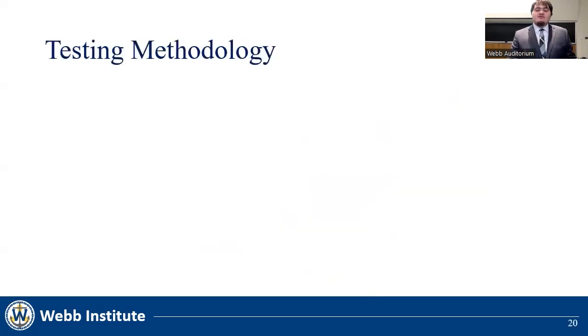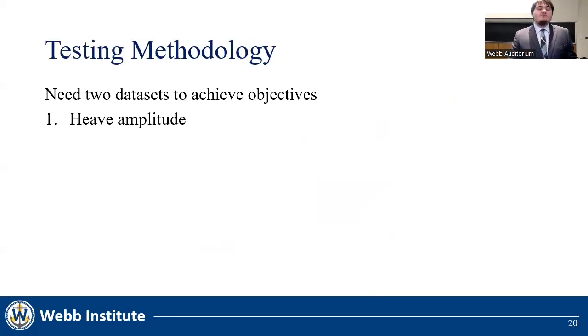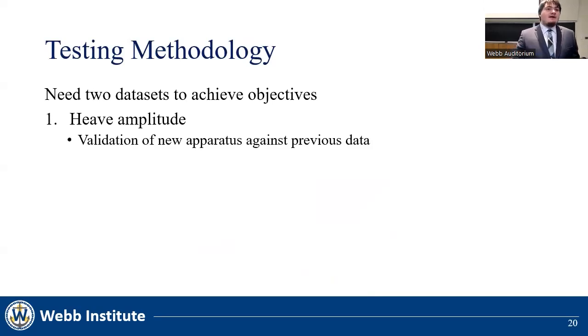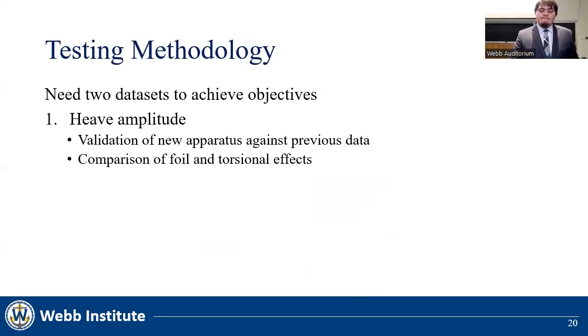So now that we've gone over the construction, we needed 2 different data sets in order to achieve our objectives. The first was that we needed to collect heave amplitude data. This is so we could validate our new apparatus against previous data, namely Lindsay Burns 2008 data, and so we can compare the effects of the foil section and the pitch stiffened foil.